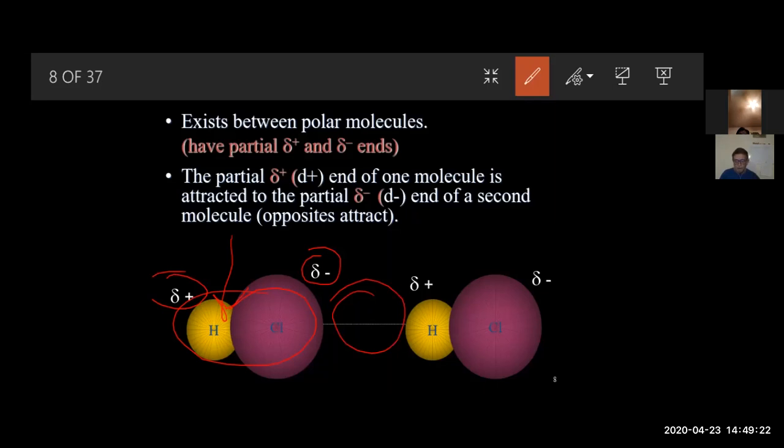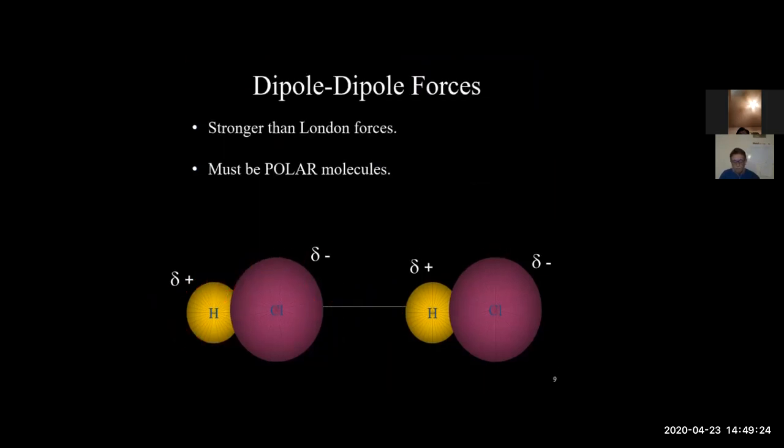All right. So, in order to have dipole forces, first of all, these forces are much stronger than the London forces. And in order to have a dipole-dipole interaction, they must be polar molecules. Polar molecules.